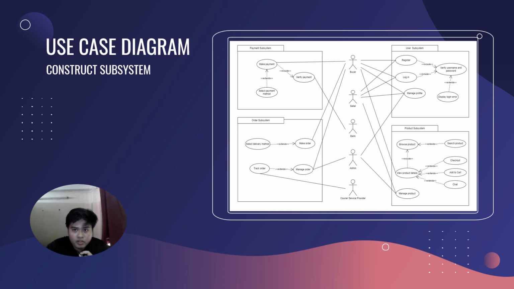For example, the user subsystem connected to buyer, seller, and also admin. Same goes for product. It connected to buyer, seller, and also admin. But for order, it connected to buyer, admin, and also courier service provider. And for the last subsystem, which is the payment, it connected to the buyer and also the bank.